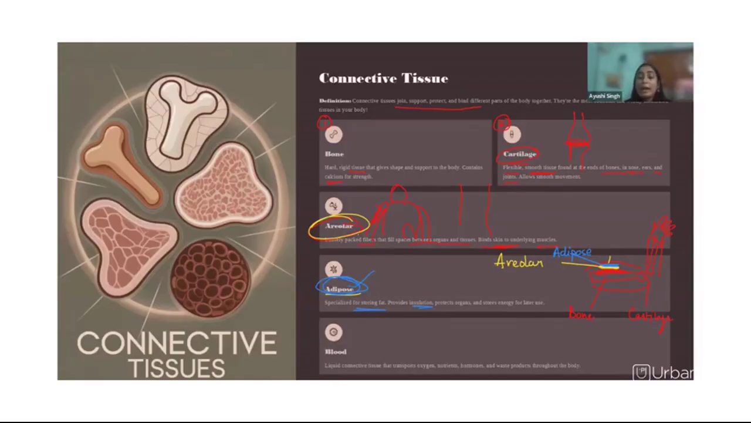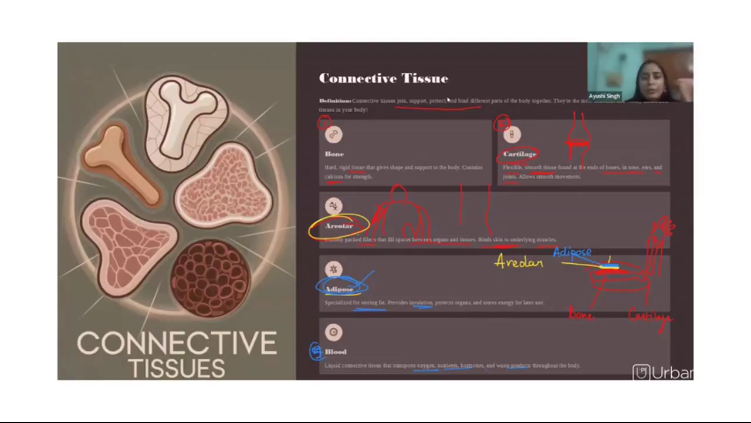Now coming to the last one, the fifth one, blood. Blood is a liquid connective tissue. It is in a different state as compared to the others. It helps in transportation of oxygen, nutrients, hormones, and waste products. Almost everything is circulated and transported from different organ parts to different organs with the help of blood. So blood is also connecting things, right? Connecting different organs or different systems, and that's why blood is also a connective tissue. Overall, connective tissues are bones, cartilage, areolar, adipose, and blood. Areolar is just connecting between skin and muscle, and adipose is the fat tissue.